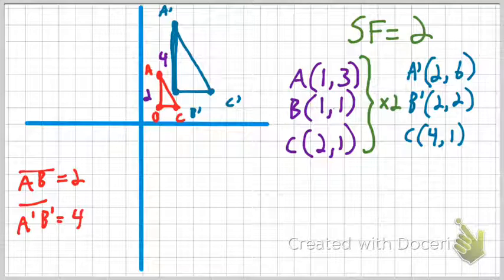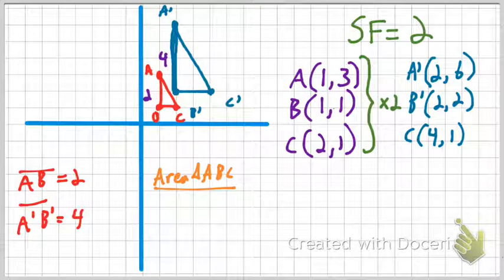What they're going to try to trick you with in the STAR test is with area. Okay, the area of triangle ABC. We do base times height divided by 2. That'd be 1 times 2 divided by 2, which is 1. I can't really make math problems much easier than that.